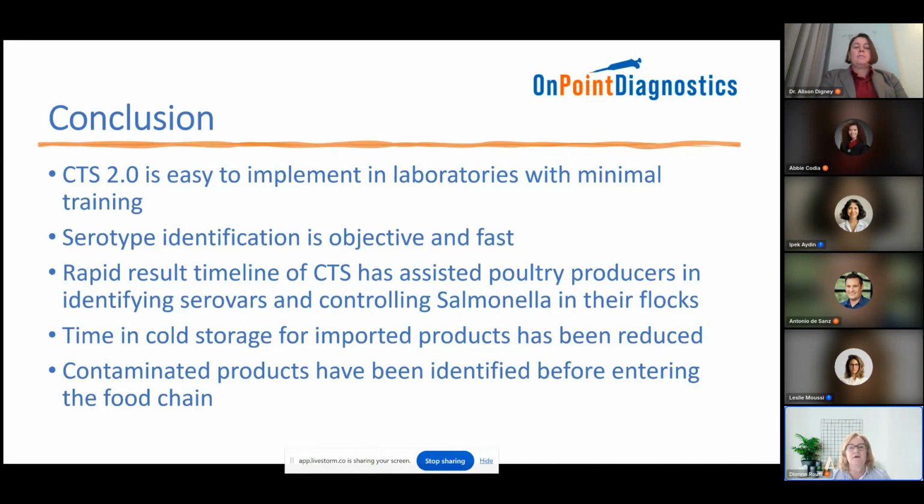The rapid result timeline of the CTS has assisted poultry producers in identifying serovars and controlling salmonella in their flocks. One of the major factors where this has been a bonus in South Africa is that imported products are kept in cold storage at the harbour for release, depending on what serovar or rework. The time in cold storage, which is expensive for those importers, has been reduced. It has also managed the identification of contaminated products before entering the food chain. Thank you.